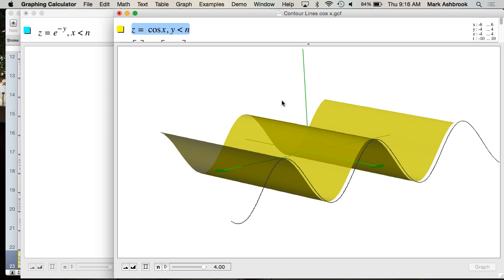That looks like z equals x squared to me. See what I'm saying? That looks like you drew z equals x squared. It should be y equals x squared.